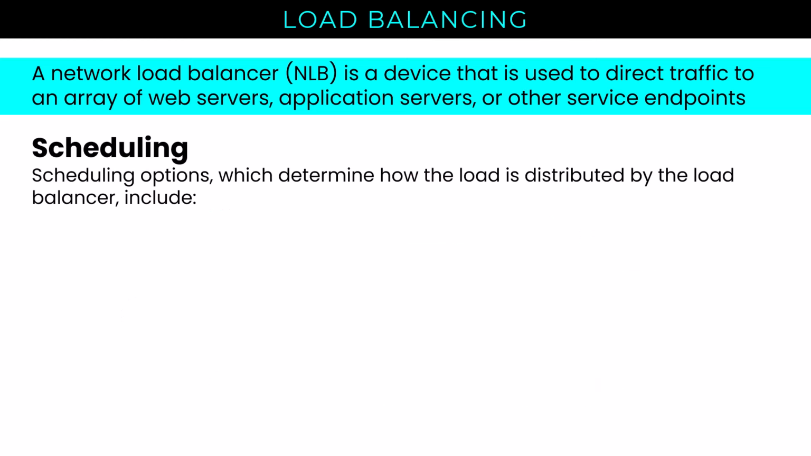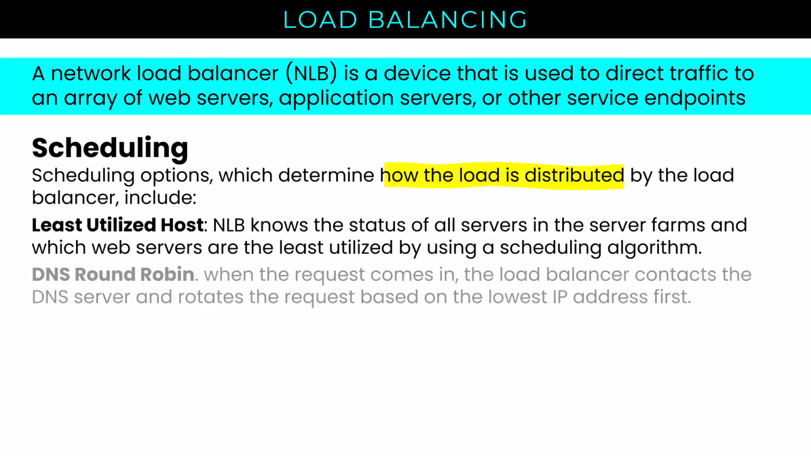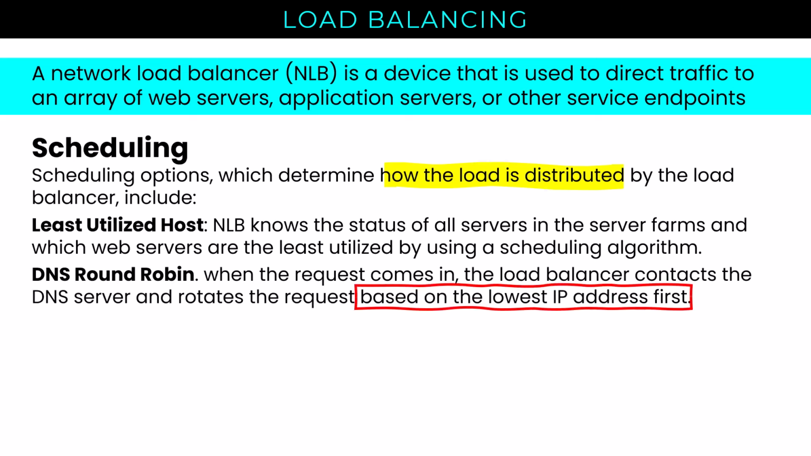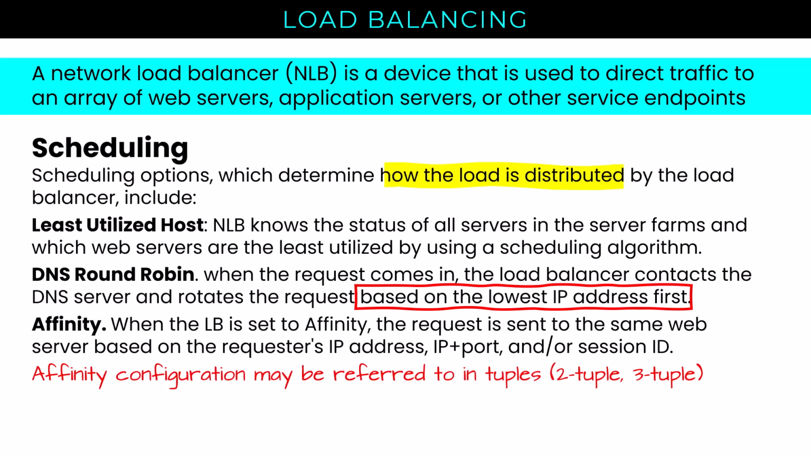So your load balancers also have scheduling options which determine how the load is distributed by the load balancer. So the scheduling algorithm may prioritize the least utilized host based on the status of the servers, the number of connections each is serving. It can use simple DNS round robin where it just starts with the lowest IP address and goes from server 1, 2, 3, and then back to 1. Affinity, where the load balancer is set to affinity, the request will be sent to the same web server based on the requester's IP address and potentially their port and potentially also their session ID. The affinity configuration in this case would be referred to in tuples.